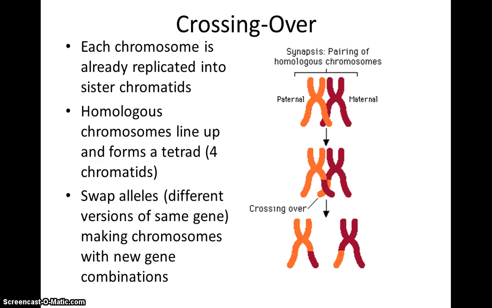So looking at crossing over in a little more detail, what this means is, our chromosomes were already replicated during interphase, and they already have their sister chromatids. They'll actually line up together and form what's called a tetrad, because there are 4 chromatids.